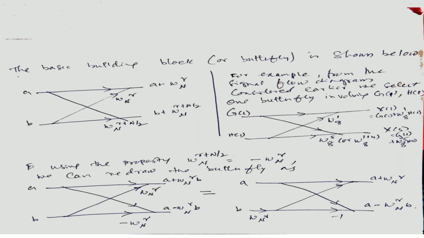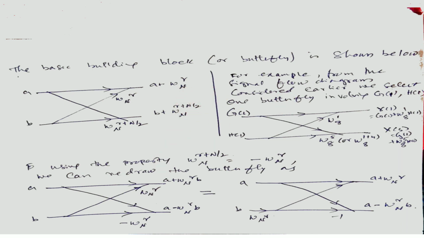Now, as I told you about the basic building block, or butterfly, the basic building block is shown in the figure. So there are 2 inputs, namely A and B here, and one output is given by A plus B Wn power R, whereas the other output is given by A plus B Wn power R plus n by 2. This is called the basic building block, which is also known as the butterfly.